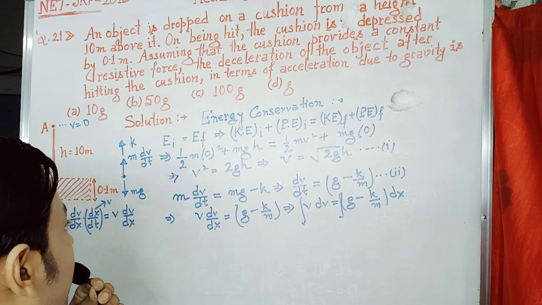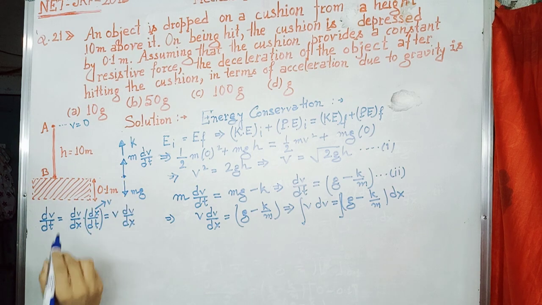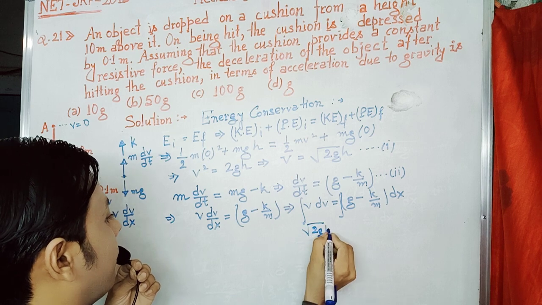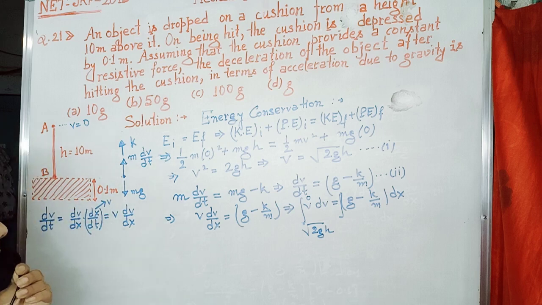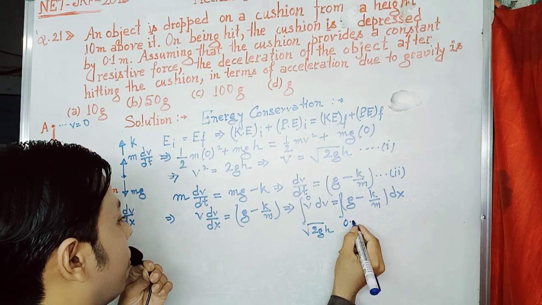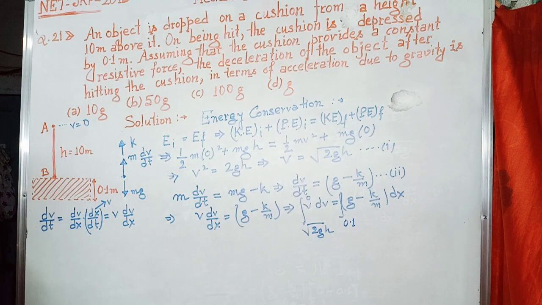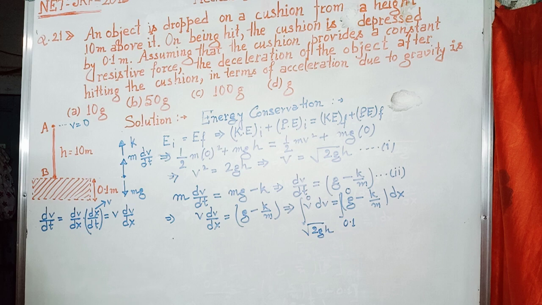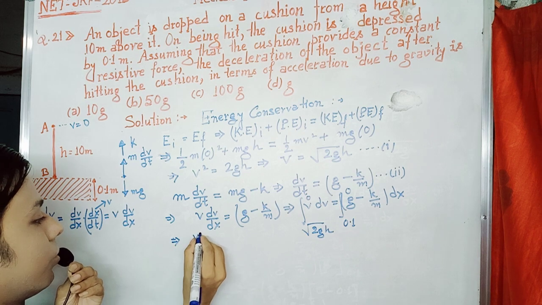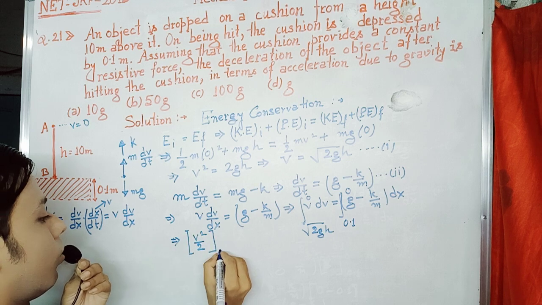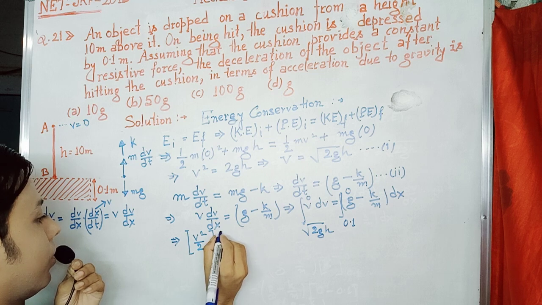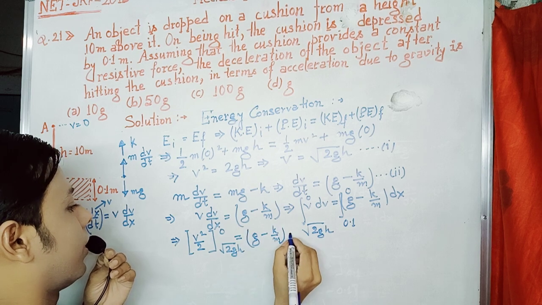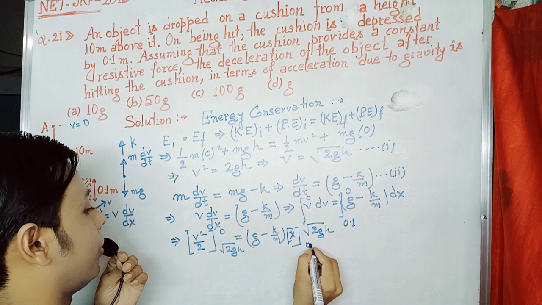Now if we integrate this equation on both sides, the initial limit of velocity, when the object is just on the cushion, is under root 2gh, and at the final point its velocity becomes 0. The corresponding displacements are, initial displacement 0.1, because it is provided in our question, and final displacement 0. As we know, the integration of v dv is v square divided by 2, with lower limit under root 2gh and upper limit 0, which is equal to g minus k divided by m into x with limits 0.1 to 0.